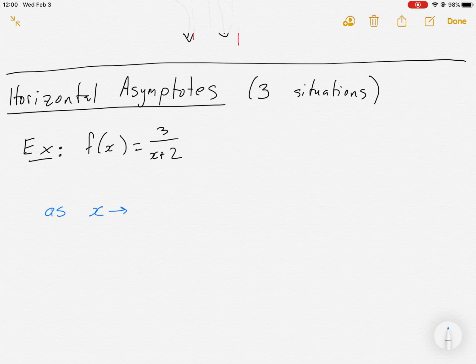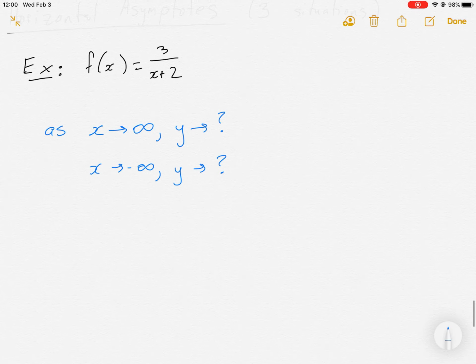So let's think about what happens as x goes to very large values. We want to figure out what happens to y. So as x goes to infinity, what is y going to go to? As x goes to negative infinity, what number is y going to approach? This is the definition that we're looking at for horizontal asymptotes.